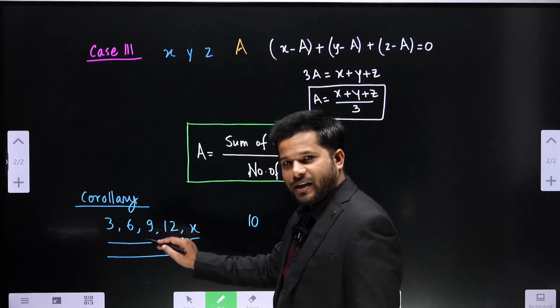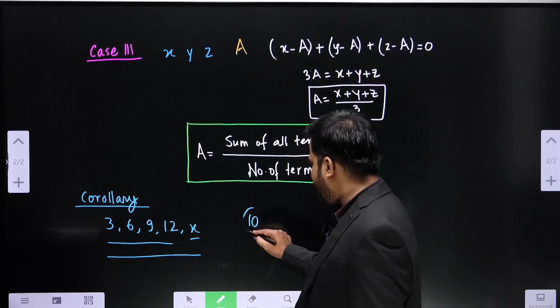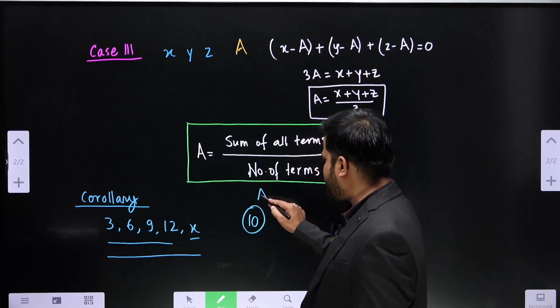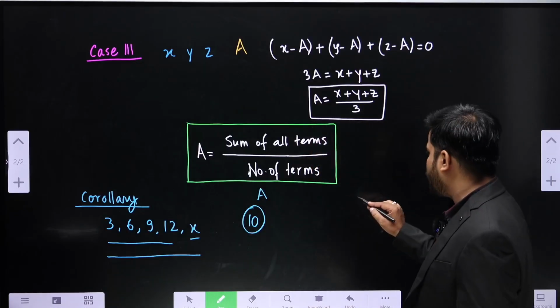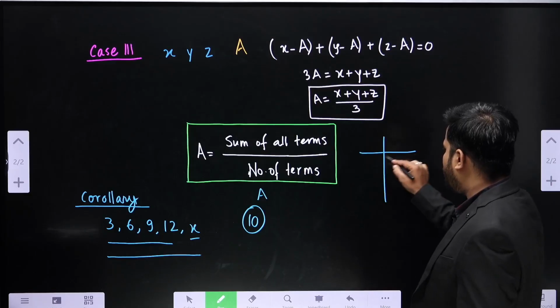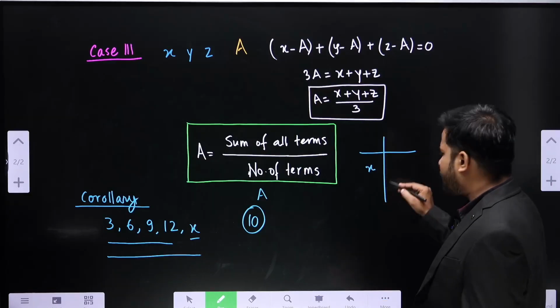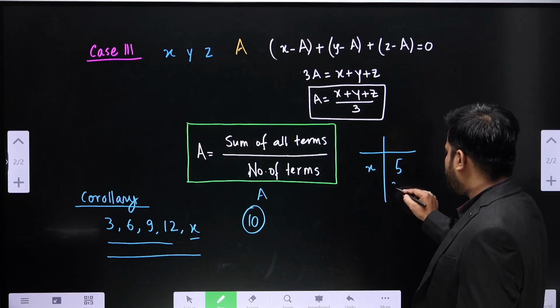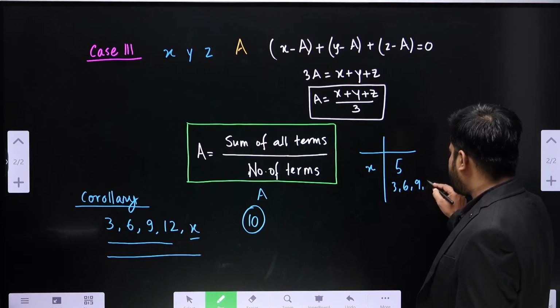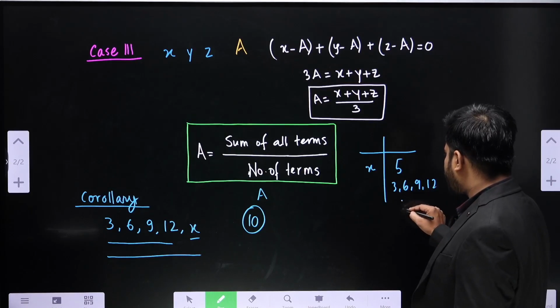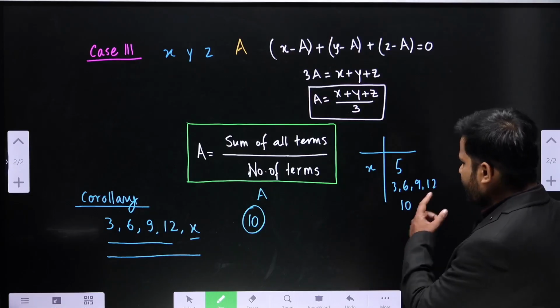Data पता है, total number of terms पता है और ये जो number है ये इसका average है. तो what I know, what I need to know, I need to know the value of x. तो मुझे क्या क्या पता है? Such 5 terms हैं, उसमें से 4 terms की value 3, 6, 9, 12 है और मुझे उसका average पता है. तो मुझे x चाहिए.